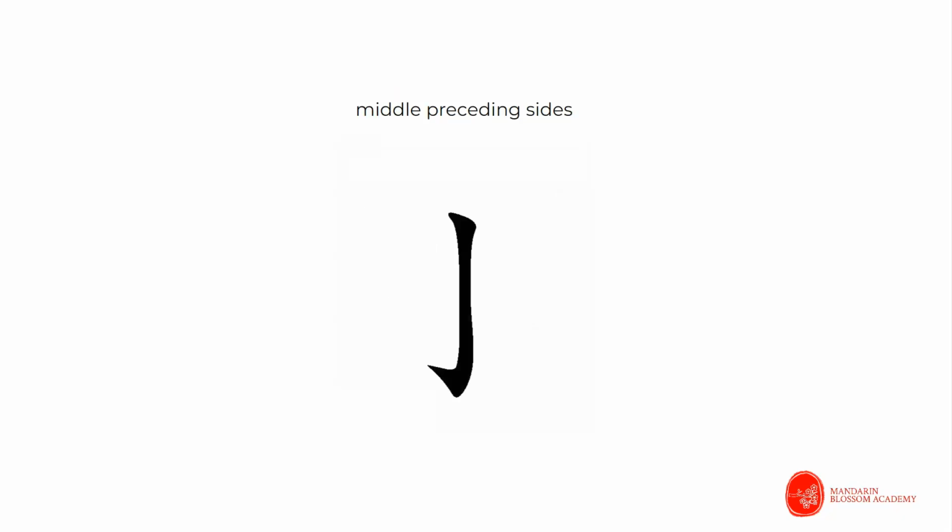The last character is 小. It means small. So you write middle first, and then 2 sides.